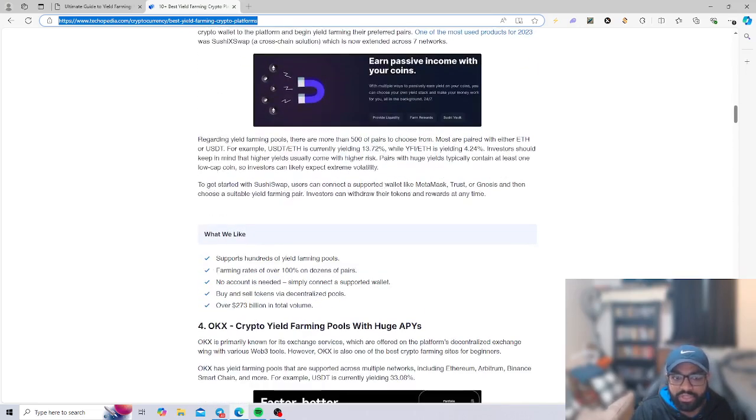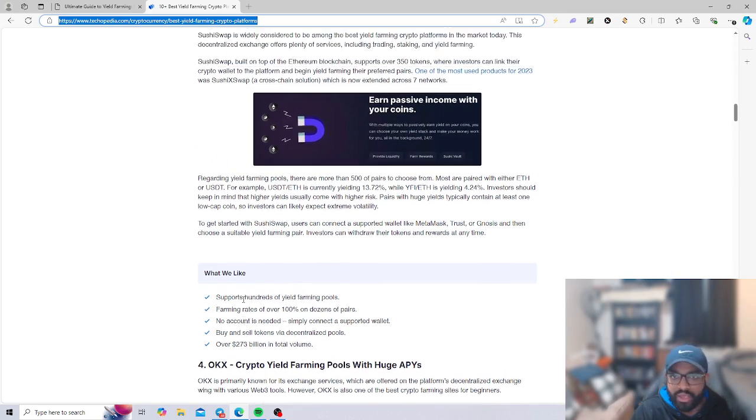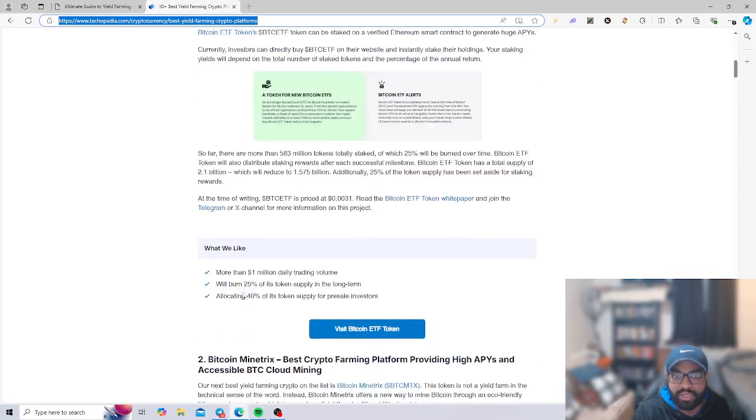And this last one, SushiSwap, supports hundreds of yield farming pools, with farm rates over 100% on a dozen pairs. No account needed. Simply connect a supported wallet. Buy and sell your tokens from decentralized pools with over $273 billion in value. So there's just a lot that you could look at there.